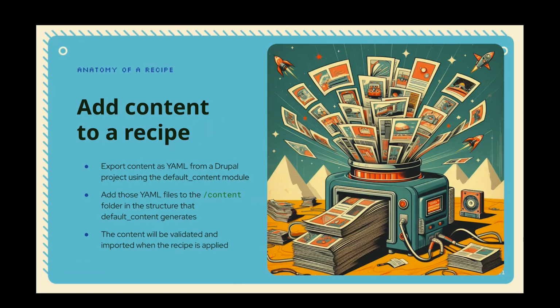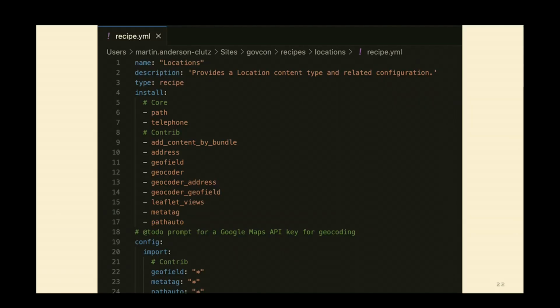And if you want to add content to your recipe, probably the best way is to actually use the default content contrib module. It'll give you that path to create those. I think I've done it before with a drush command. It'll actually output it, nested into subdirectories organized by the entity type ID. And then you can basically put all of those directly into the content folder within your recipe. And those should get applied whenever the recipe gets applied to your site.